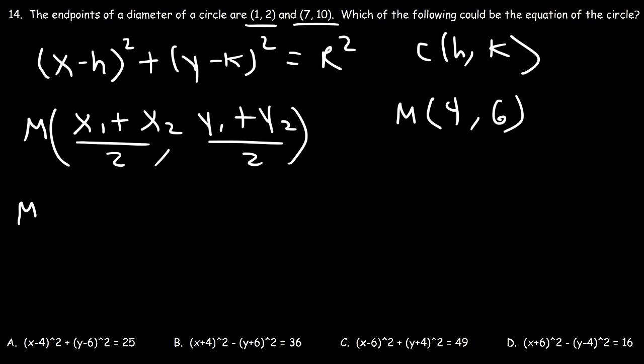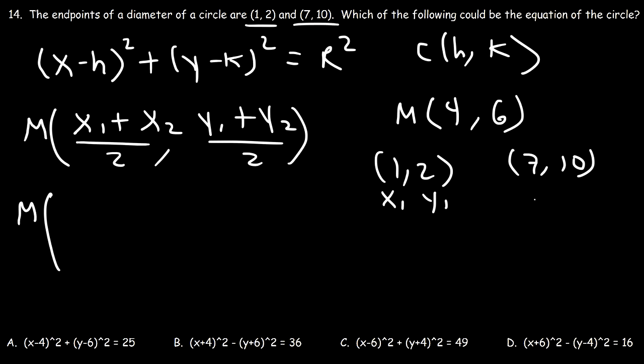But if you want to use the formula, here's what you need to do. So we have the points 1, 2 and 7, 10. So this is going to be x1, y1, and this is x2 and y2. So x1 is 1, x2 is 7, y1 is 2, y2 is 10.